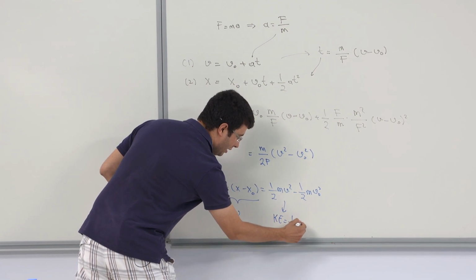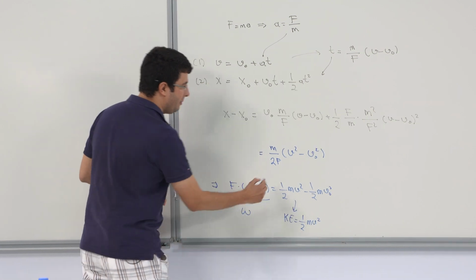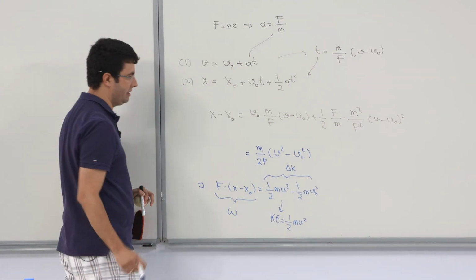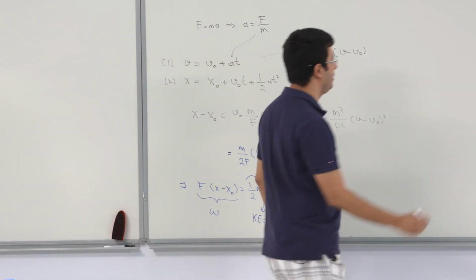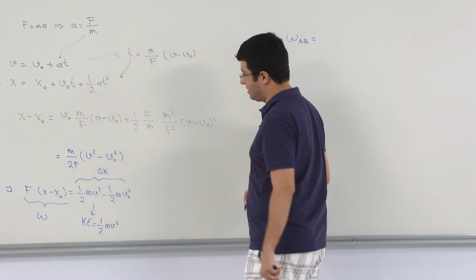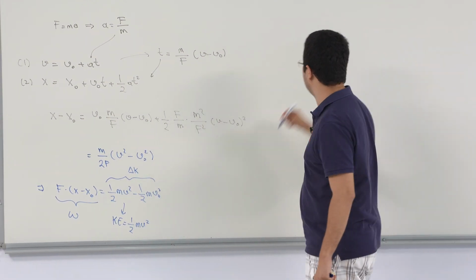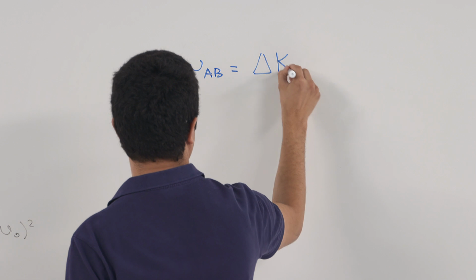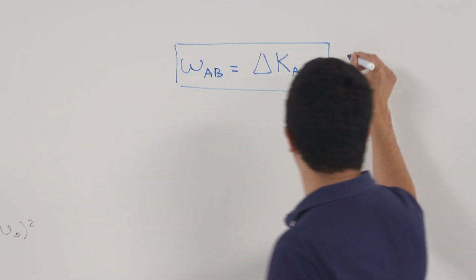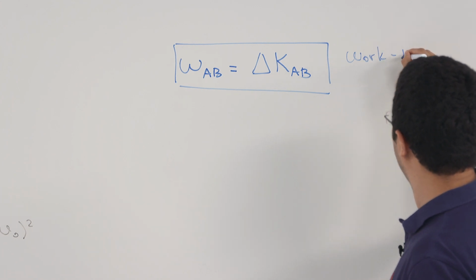which is just 1/2 mv square. Thereby, this quantity is the change of kinetic energy. So if I do some work to take a particle from A to B, then what happens is that its kinetic energy changes. And this is what we call the Work-Energy Theorem.